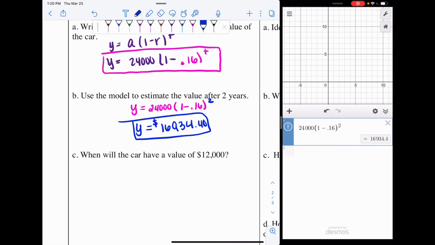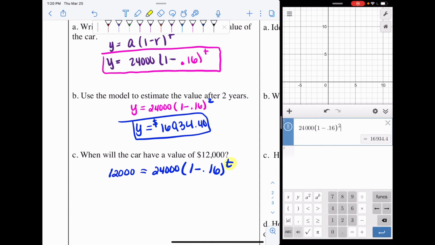Now, part C says, when will the car have a value of $12,000? So I want to find out when. So basically, how many years will it take for me to get to $12,000? So if I want this, I actually want to find out what my T value is. So I'm going to do 12,000 equals 24,000 times 1 minus 0.16 to the T power. So I want to find out what this value is.